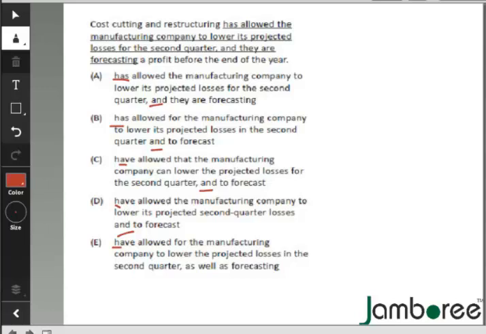So what is it talking about? Cost cutting and restructuring, two things. More than one thing, so it's not singular, it's plural. So we can chuck out these two options. Then we start with the parallel construction. We see the and: have allowed the manufacturing company to lower. So there is lower and to. Remember, that does not work. If we have a preposition plus x joined by and, it has to be preposition plus x. We talked about this. So this is wrong.